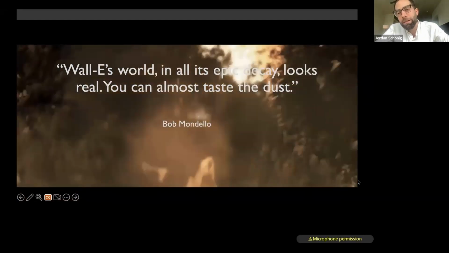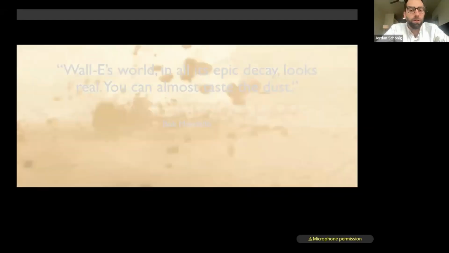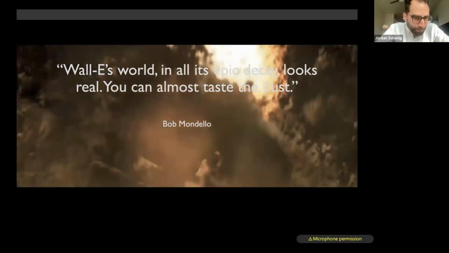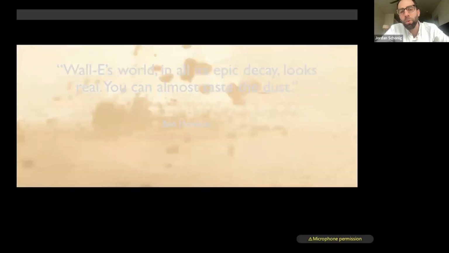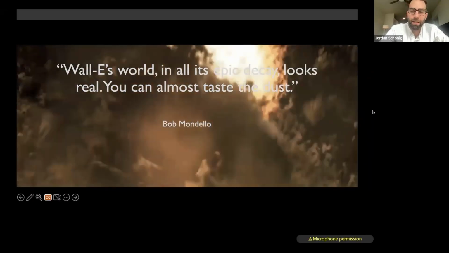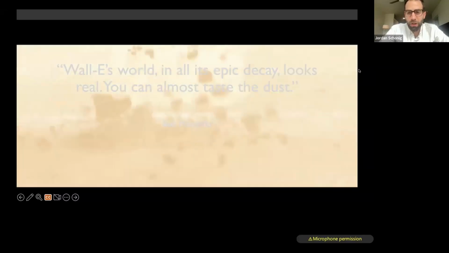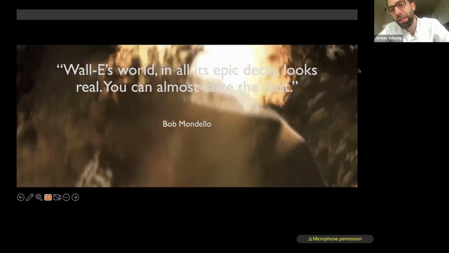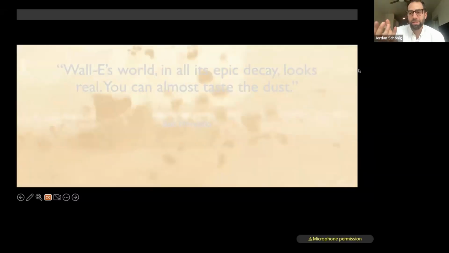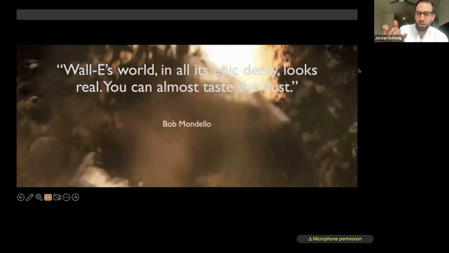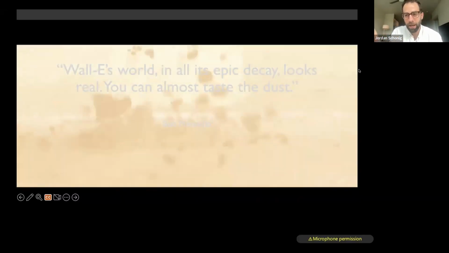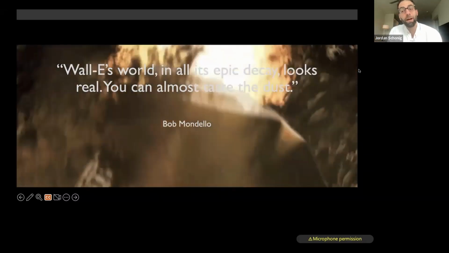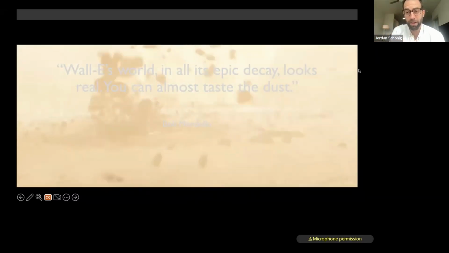This is a sliver from a critic on WALL-E. Bob Mandela says, "WALL-E's world, in all its epic decay, looks real. You can almost taste the dust." So I'm interested in the idea that the critic says the film looks real and then intuitively cites a particular phenomenon as a testament to that realism, and it happens to be dust, the same kind of thing that the early spectators were interested in.